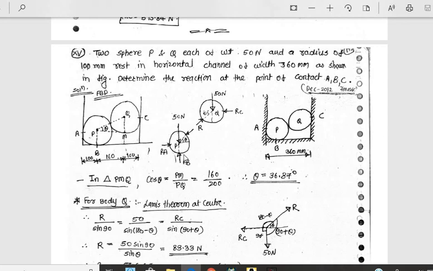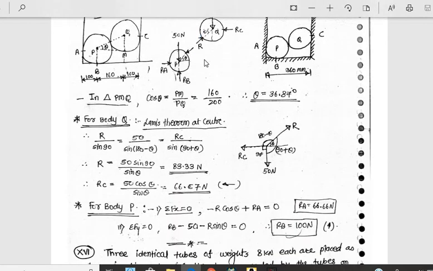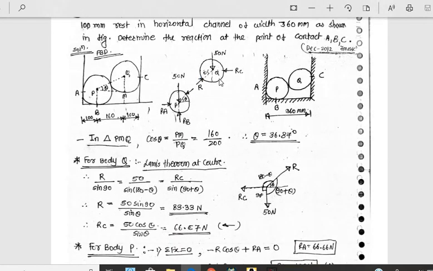Now see the free body diagram. This is the weight, RA at the contact surface, RB at the contact surface, and this is the common reaction. Now here, only the common reaction, the self-weight of the cylinder, and the normal reaction RC. So now we have to analyze Q first, because here there are three forces and one is known, so the other two can be determined.